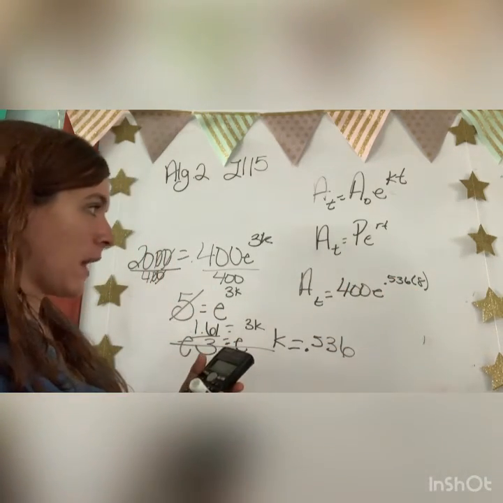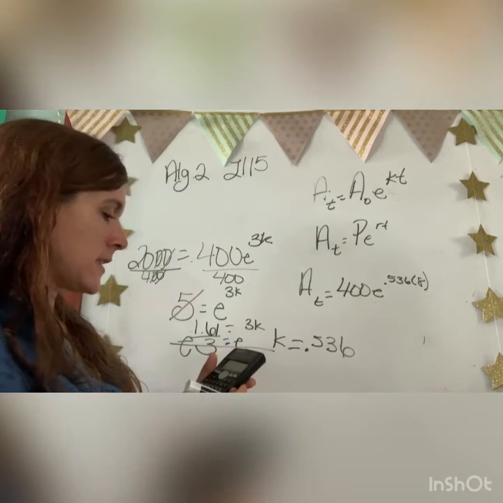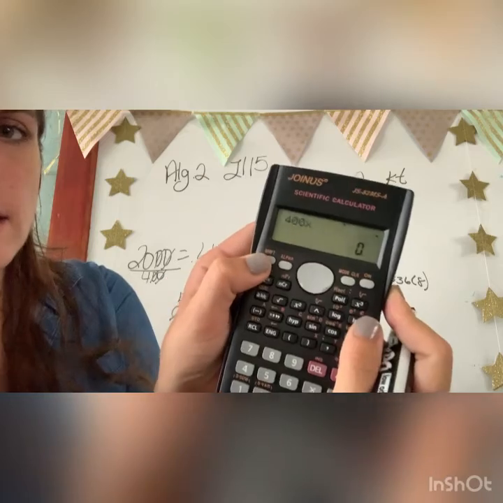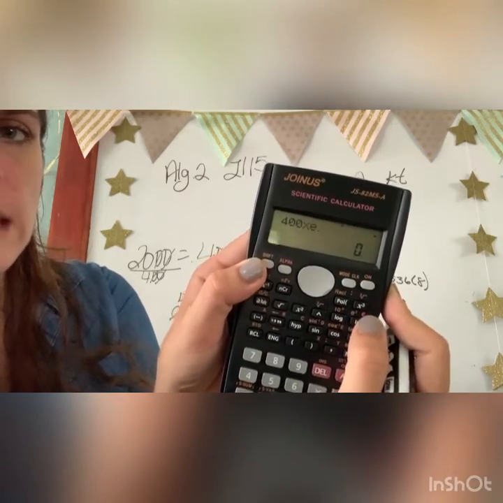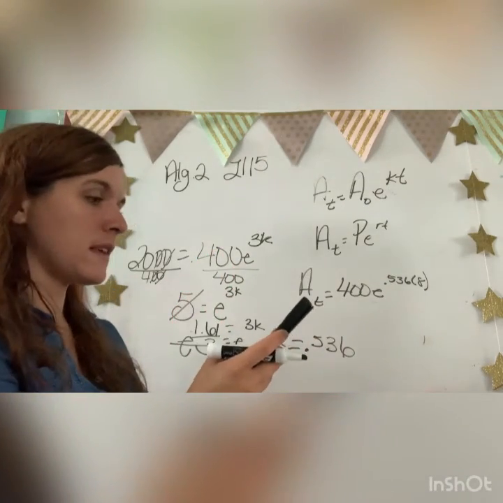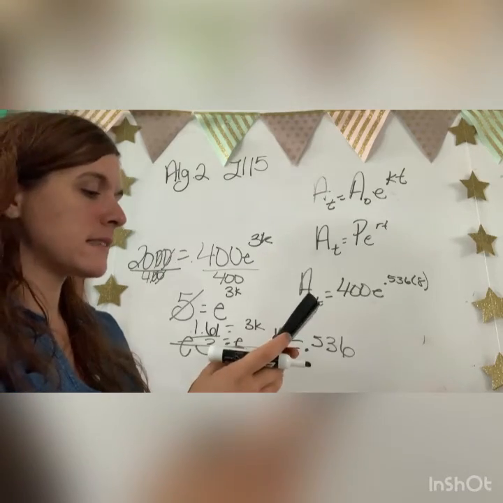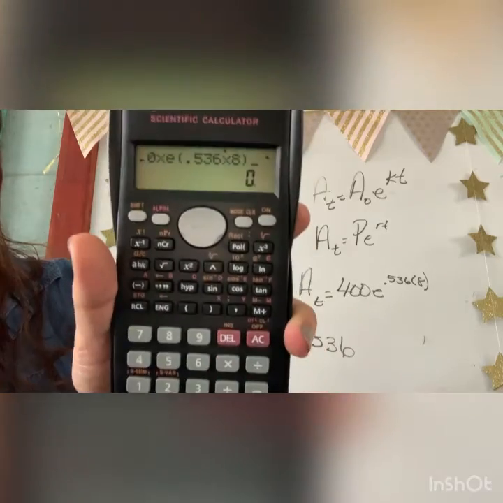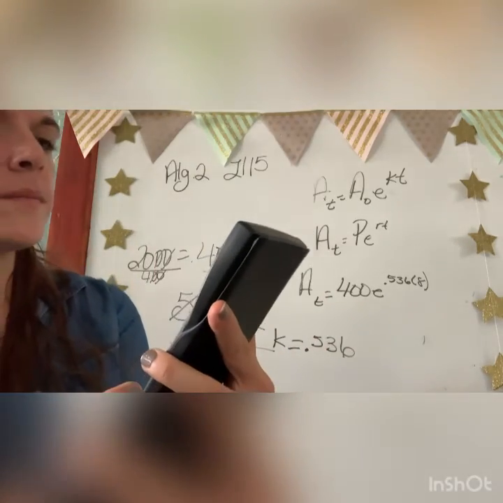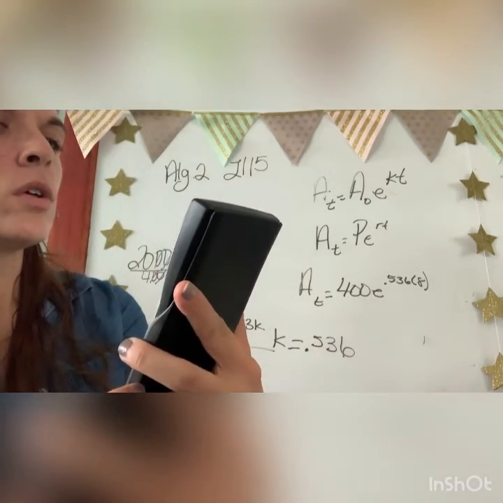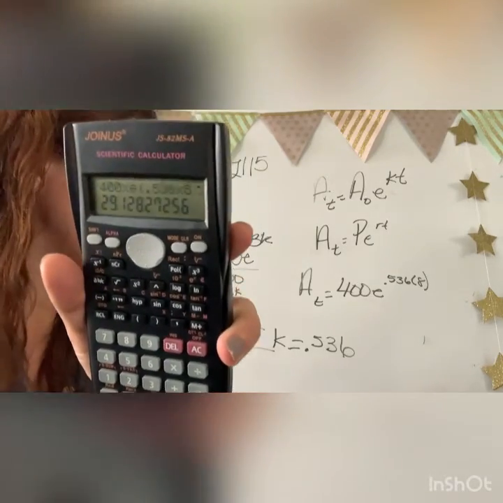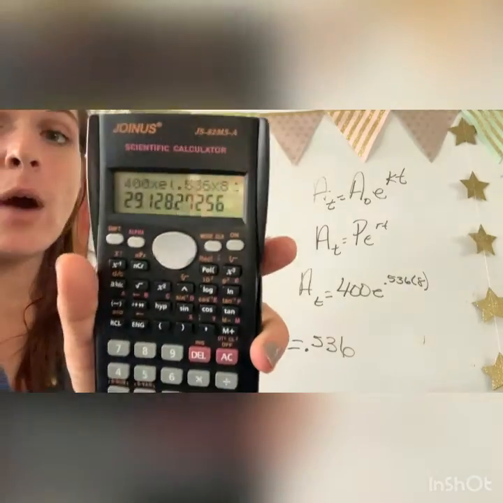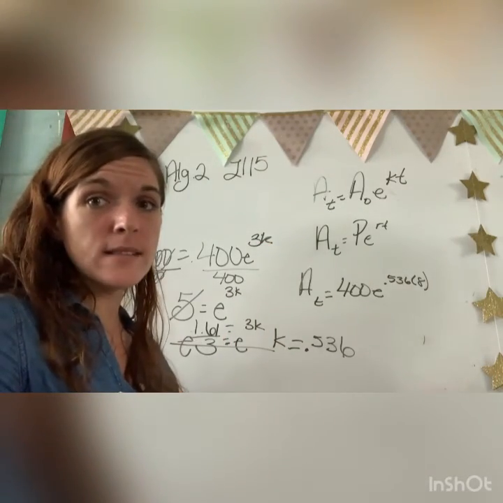And then I just put it right in my calculator. 400 times shift e, I'm going to do parentheses, 0.536 times 8, close parentheses, like this. Hit enter. 29,128. Okay?